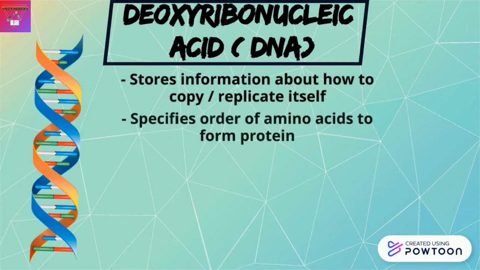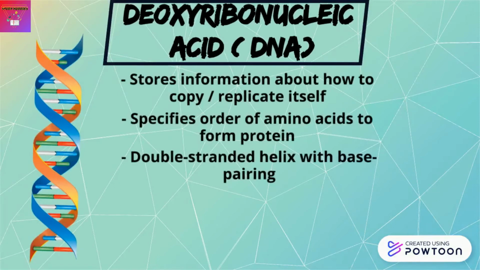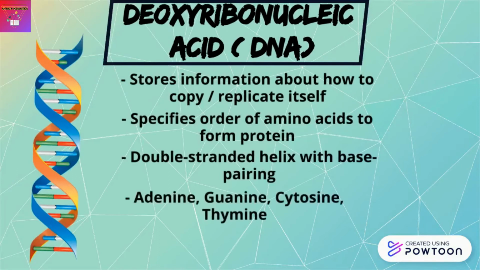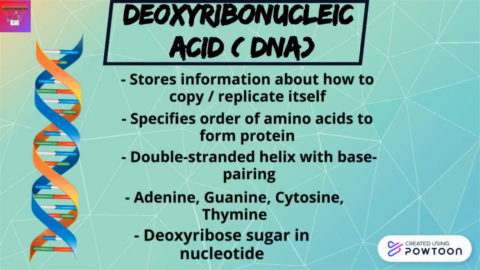DNA also specifies the order in which amino acids are arranged. Next, a DNA molecule is found in a twisted structure which we call a double-stranded helix. This is mainly due to the complementary pairing between the bases and the hydrogen bonds between the backbone of the DNA molecule. As mentioned earlier, DNA is made up of 4 types of nitrogenous bases, namely adenine, guanine, cytosine, and thymine. Lastly, deoxyribose sugar is found in the nucleotides that make up the DNA structure.